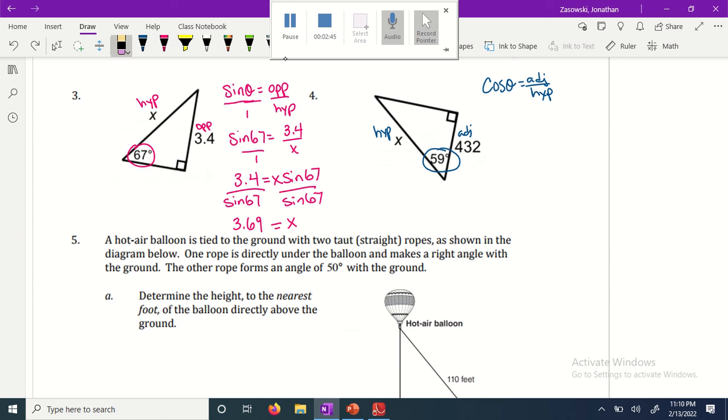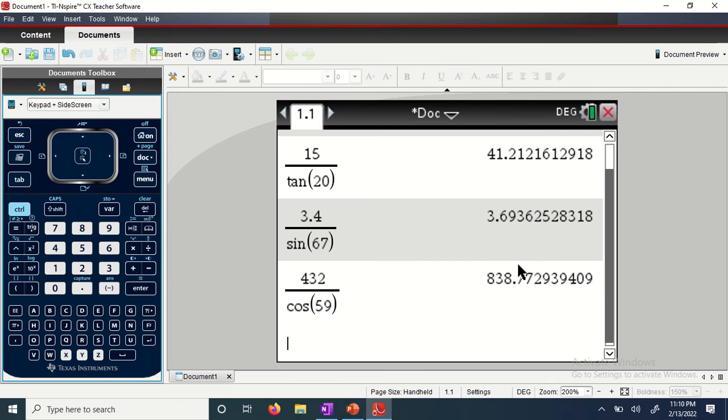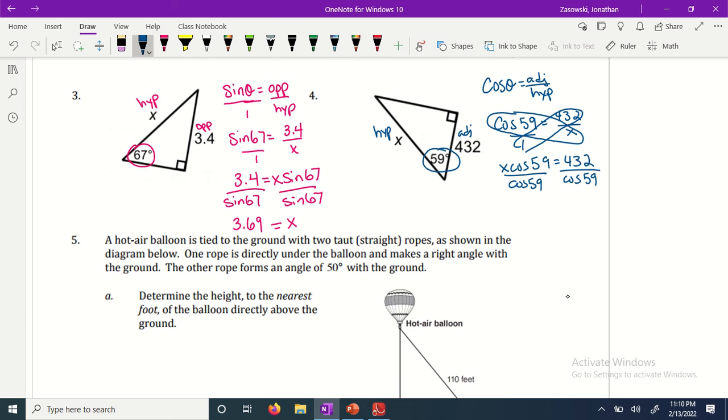Second question, we have adjacent hypotenuse from our angle. So we're going to go with cosine. We're going to substitute in. So cosine of 59 is equal to 432 over x. Cross multiply once again. Okay, remember we're going to multiply 1 times 432, cosine of 59 times x here, and then divide out by the cosine of 59, and our final answer will be 838.77.